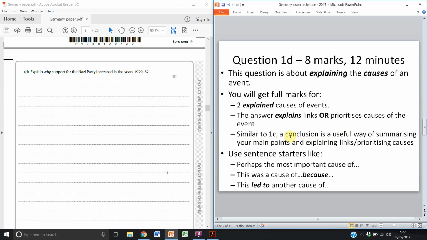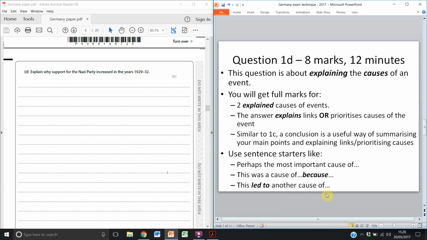And similar to the question 1C, if you can give a conclusion, that's a really useful way of summarising up your main points and explaining those links or prioritising the causes, saying this was the most important. Okay, and then some sentence starters. Perhaps the most important cause of the Nazi Party increasing its popularity was the Wall Street crash. Perhaps the most important cause of support for the Nazi Party increasing was their use of propaganda, whatever you personally believe it is. This was a cause of the Nazi Party increasing support because, and that word because will force you to explain your point.